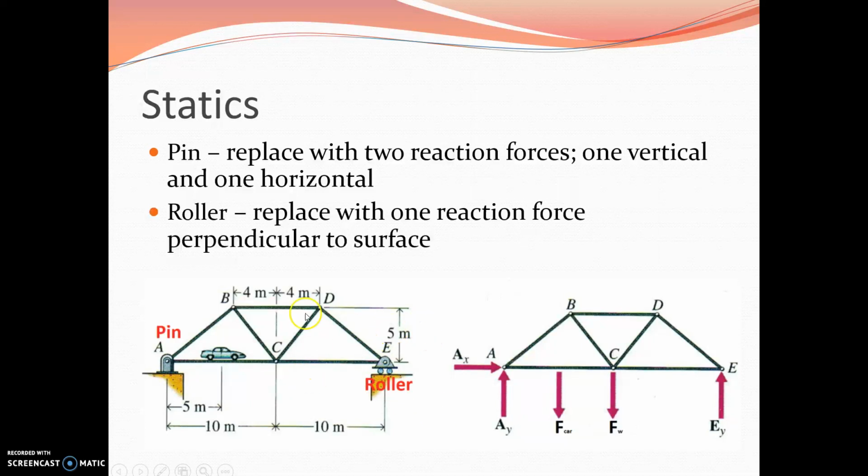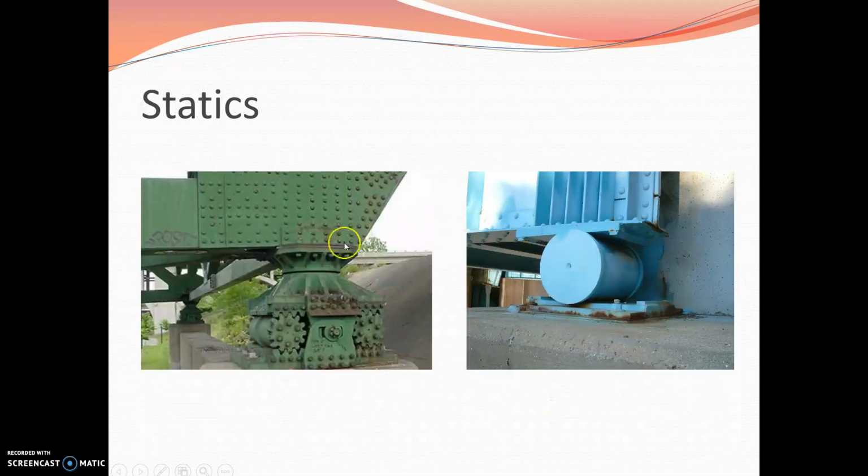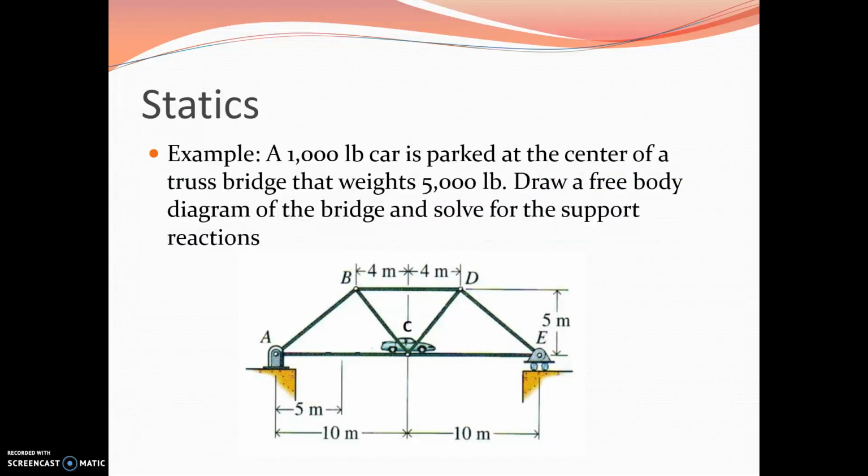So the first step is to take this picture and replace all the objects with the force. You don't want the car over here, just show the force of the car. Here's an example of rollers on bridges. So you may have never noticed these before, but if you look closely at a bridge, one side will have a roller to allow for expansion. Here's an example of a 1,000-pound car parked in the center of a truss bridge that weighs 5,000 pounds. So in order to draw a free body diagram, you ignore this pin and roller and car. You replace them with their force.